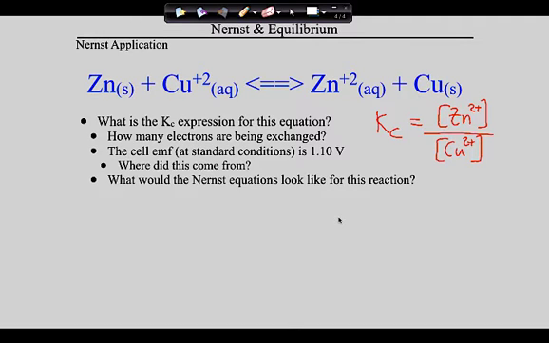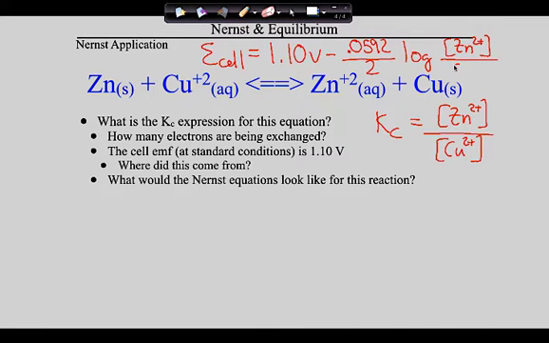I'm going to put it up here. So I've got E cell is equal to 1.10 volts minus 0.0592 divided by 2 times the log. How'd I do? Okay. Is that right? Oh, good. I like it when I do things right.